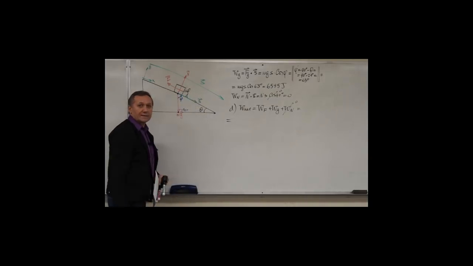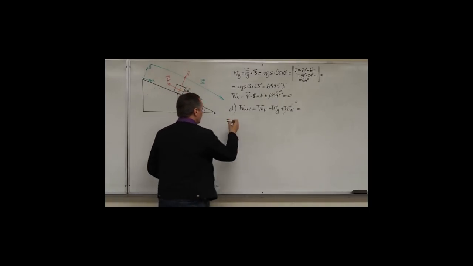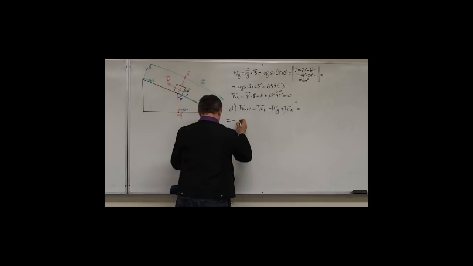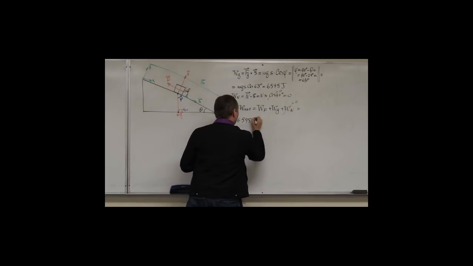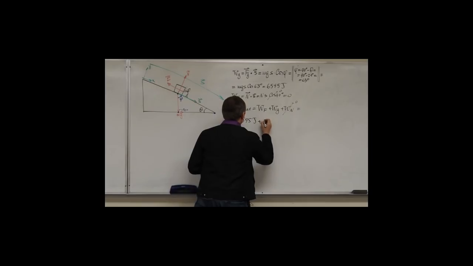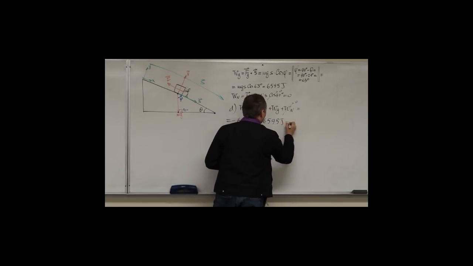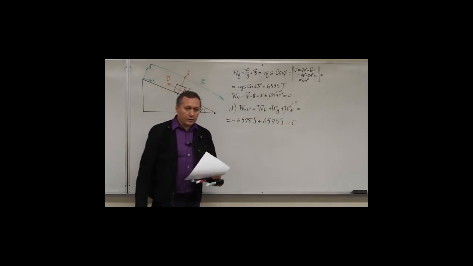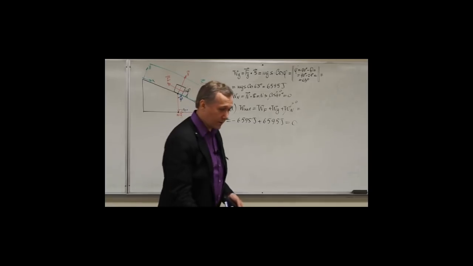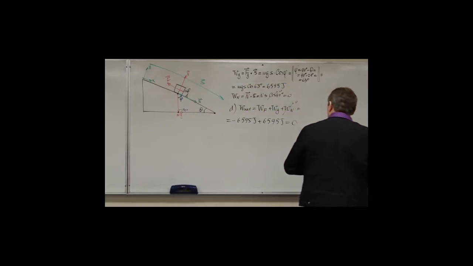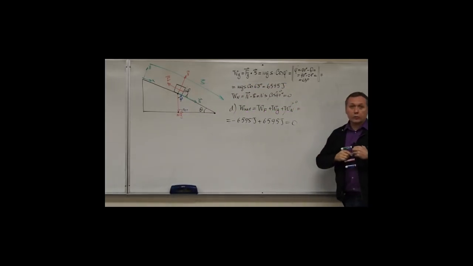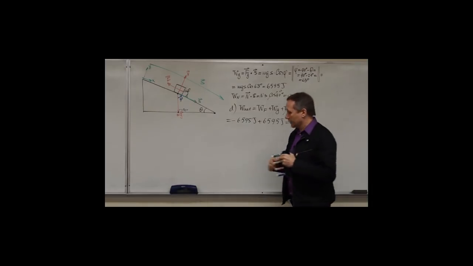So it will be the work done by F. Of course, the work is negative, calculated, it's minus 6,595 joules, and the work done by the gravitational force is 6,595 joules. And of course, the net work is 0. It's not by accident that this net work is 0. We could have predicted it from the very beginning.